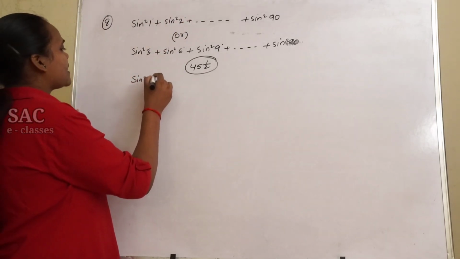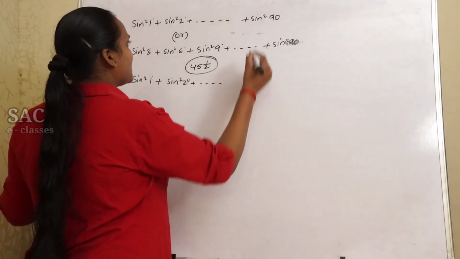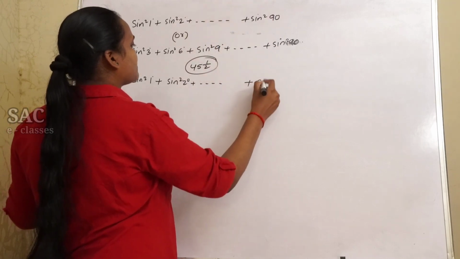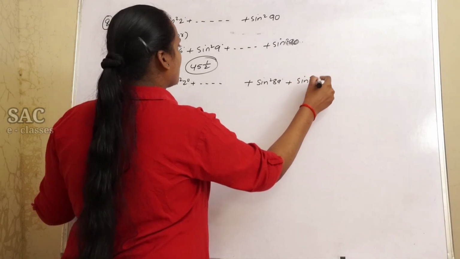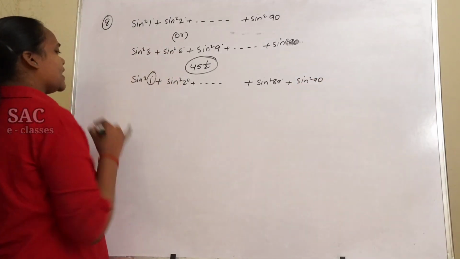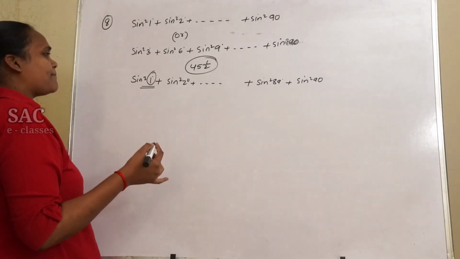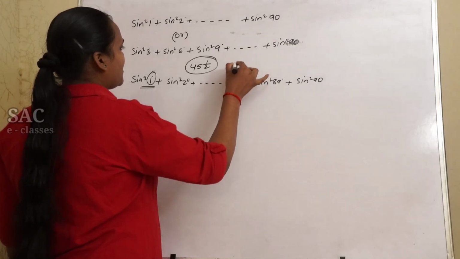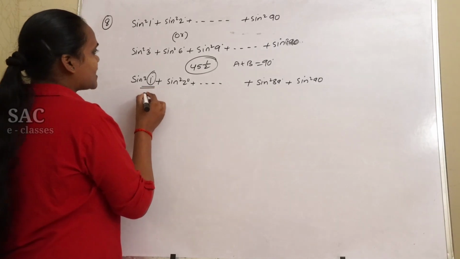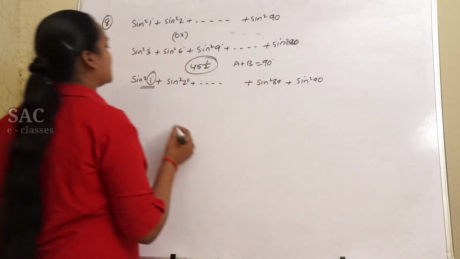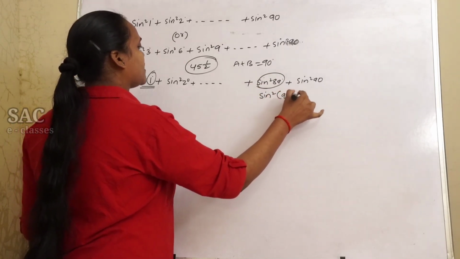Sine square 1 degree plus sine square 2 degrees plus and so on. Definitely 90 is there, which means the previous value sine square 89 also will be there, and sine square 90 degrees also will be there. If you observe, 1 degree is there. Do you know for 1 degree what is the complementary angle? Complementary means the sum of any two angles must be 90 degrees. So 1 degree is complementary with 89 degrees. So can I write sine square 89 as sine square of 90 minus 1?